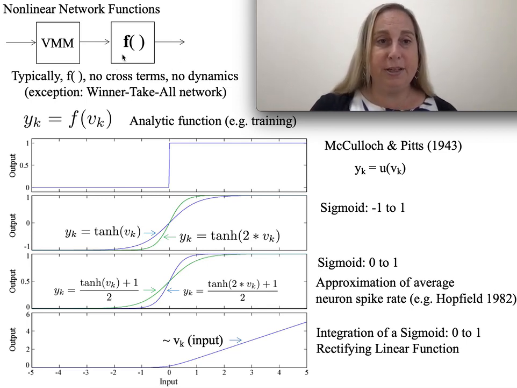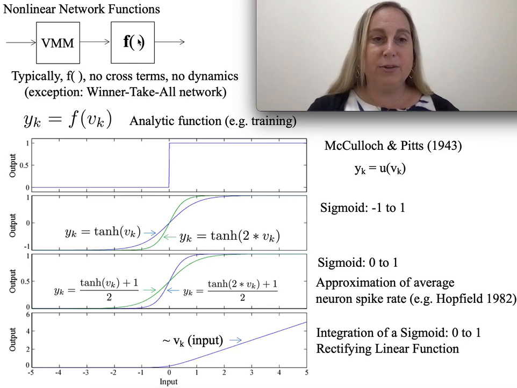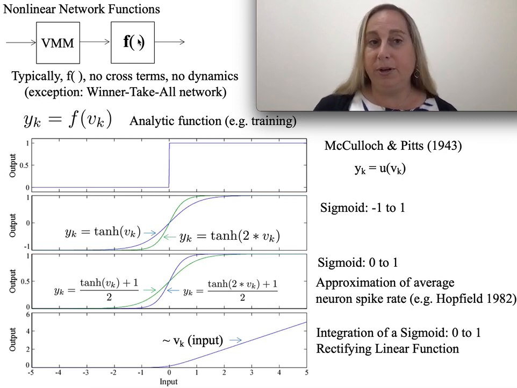What's interesting is that this f is typically a function with no dynamics and no cross terms. So typically, if I had a vector v in here that goes to a vector y here, each of the terms v sub k goes directly to y sub k. So you get this kind of term here. Now there are exceptions to this.